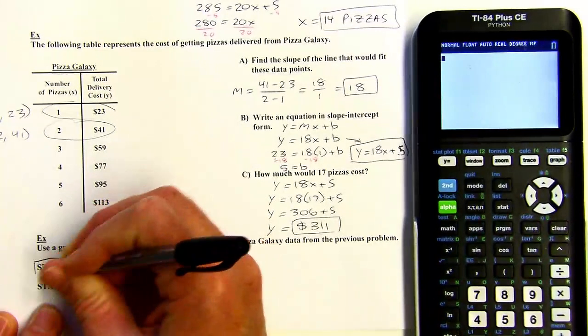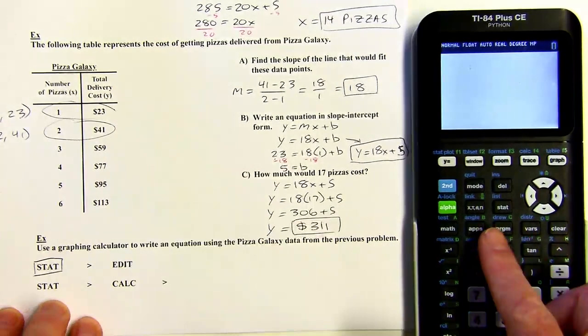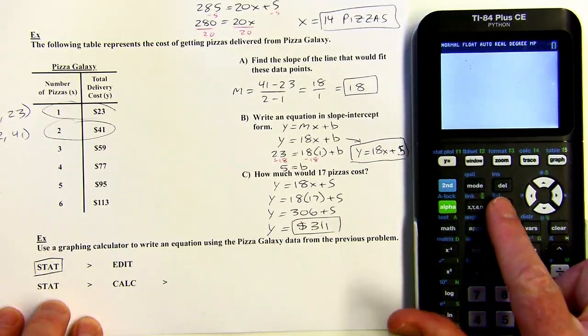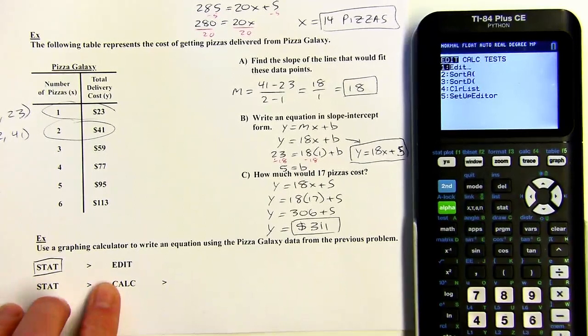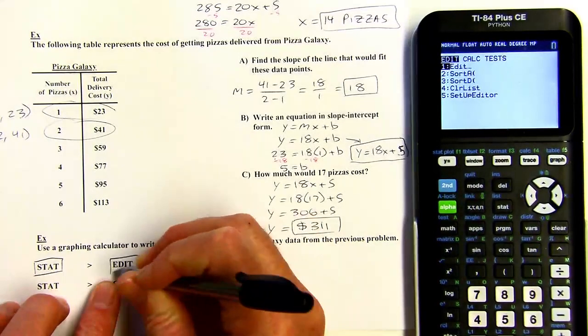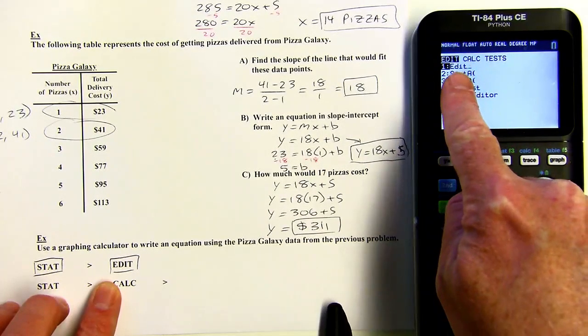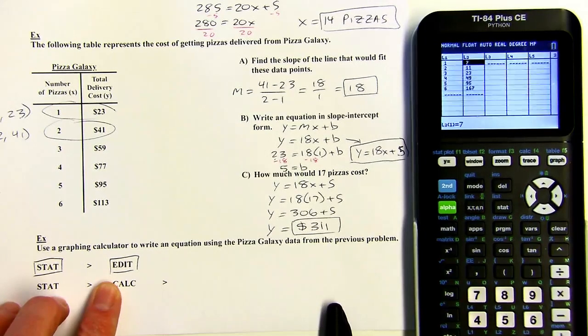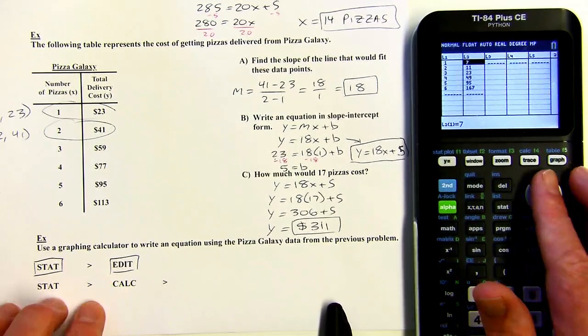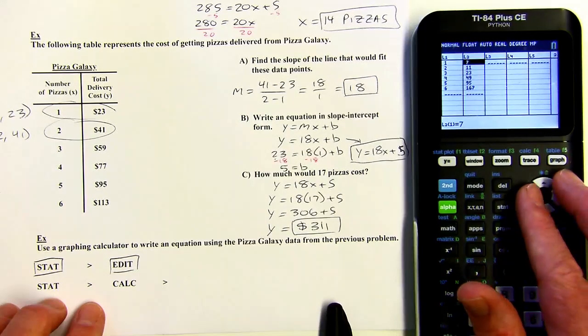Okay, and here are the basic things you want to do. So we want to find the stat button on the calculator, which is near the top middle here. Okay, so I'm hitting stat, and then I'm going to choose edit. The first column there is edit, and the first choice in that column is edit, so I'm going to hit enter. Okay, I've got some stuff in here already, which I want to clear out.